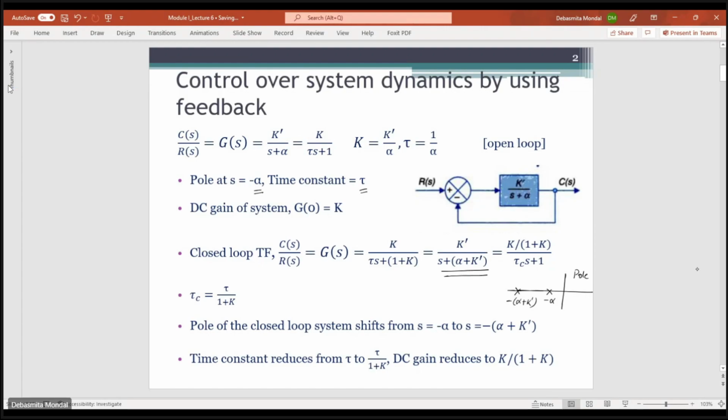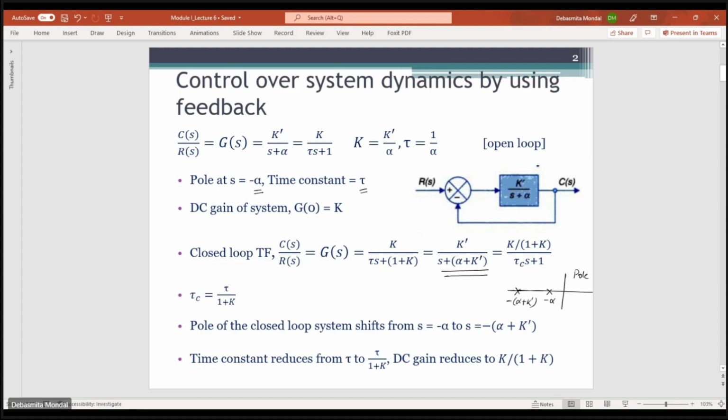Also, if you observe the DC gain of the closed loop system, you will see that the DC gain has also reduced, to a value k by 1 plus k. So that means after using feedback, the pole of the system shifts, the time constant reduces and the DC gain also reduces.